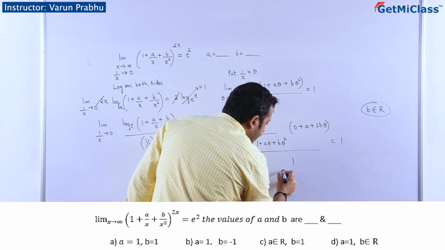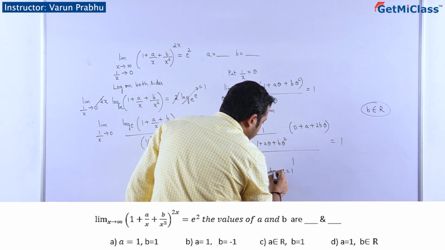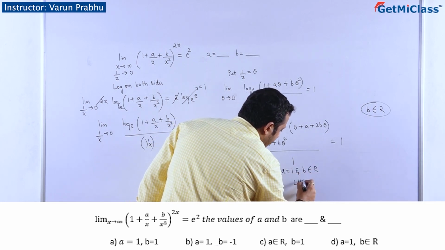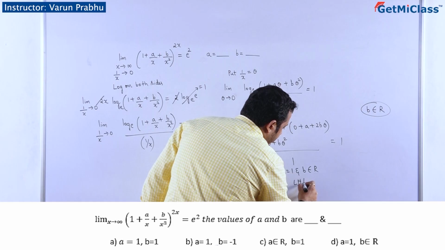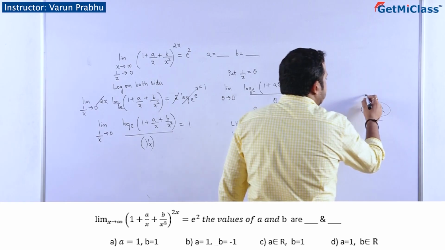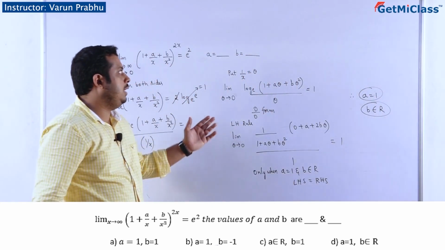A value should be equal to 1 only when a is equal to 1 and b value belongs to the set of real numbers. LHS, left hand side of the equation, will become equal to the RHS. So therefore the value of a is equal to 1 and b is equal to any real number. This will be the answer to the question.